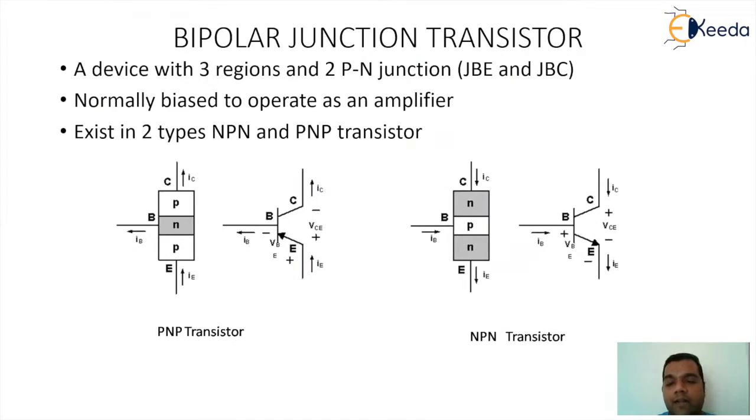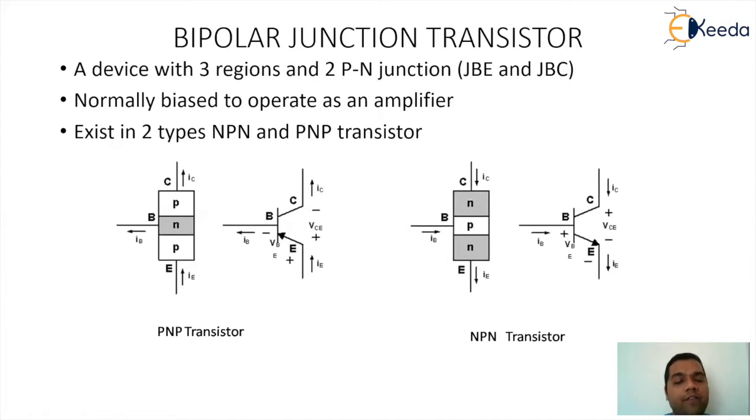So before we actually understand the circuits of BJT, we will try to see what is the basic understanding of the device. So BJT is bipolar junction transistor. It's a device with three regions. One is NPN, other one is PNP, and there are two junctions involved in that, JBE and JBC. So this device was actually designed so that we can operate the device as an amplifier. It exists in two categories, NPN and PNP.